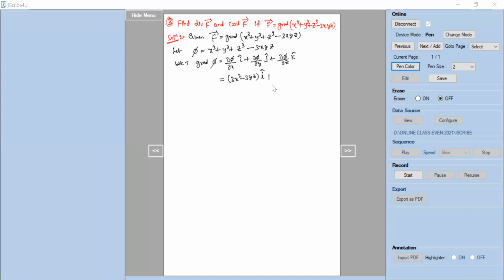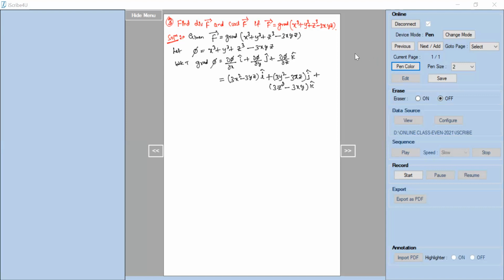So this is our ∂φ/∂x, so this is into i cap. Plus ∂φ/∂y means you have to differentiate with respect to y. So differentiation of y cube is 3y square minus, with respect to y means here 3x into z is constant. So it is 3xz into differentiation of y is 1. So it is 3xz into j, plus the last term with respect to z now, ∂φ/∂z. So differentiation of z cube is 3z square minus this term 0, this term 0. Here 3xy into differentiation of z is 1. So it is minus 3xy into k cap.